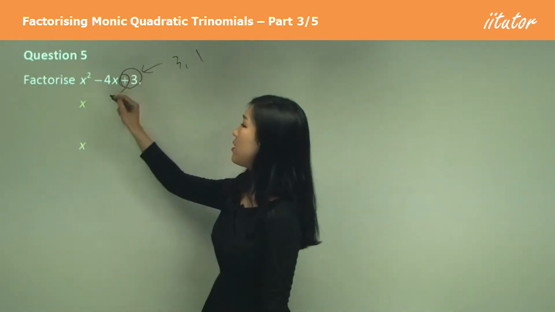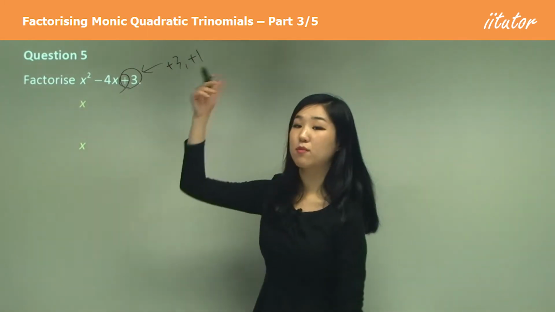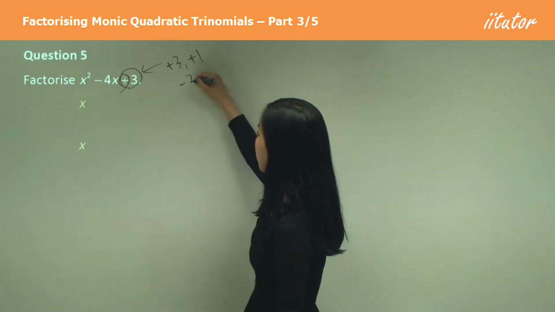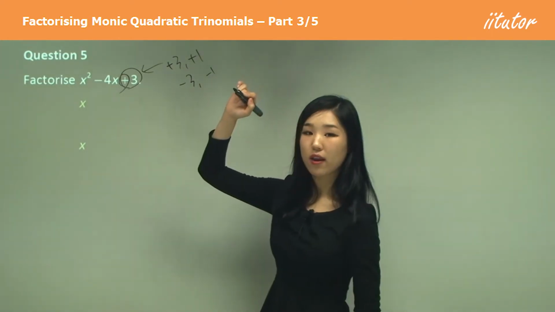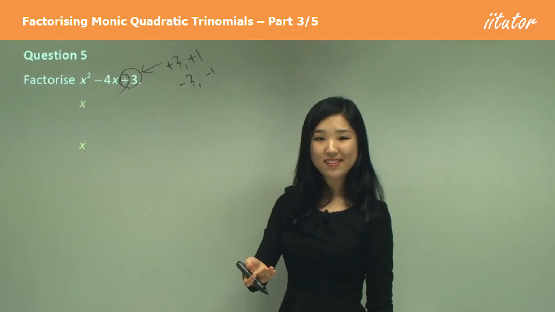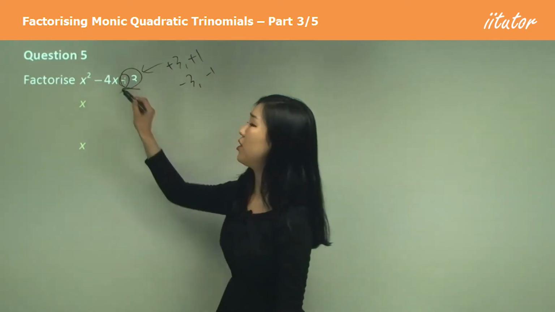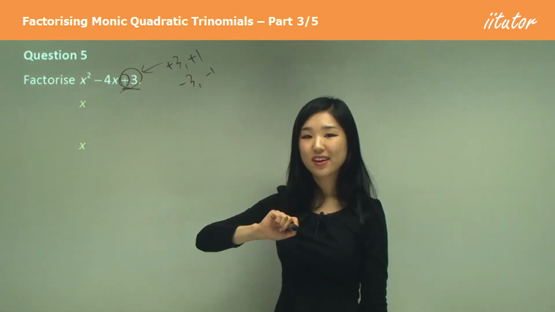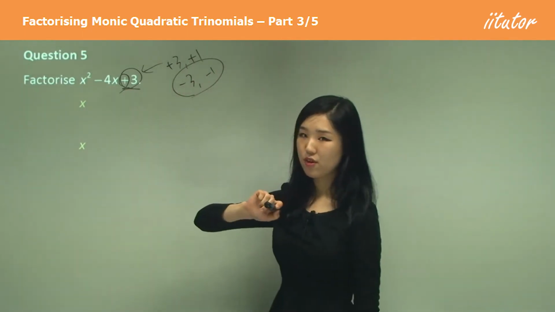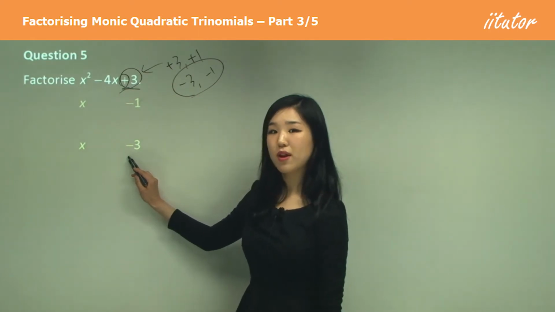What makes positive? Well, positive 3 times positive 1 makes positive 3. What about negatives, guys? What about negative 3 and negative 1? Negative times negative is a positive, isn't it? So therefore, negative 3 times negative 1 is also positive 3. Now what I'm going to do, guys, is try to use this combination because I'll put negative 1 here and negative 3 here. Watch what happens.